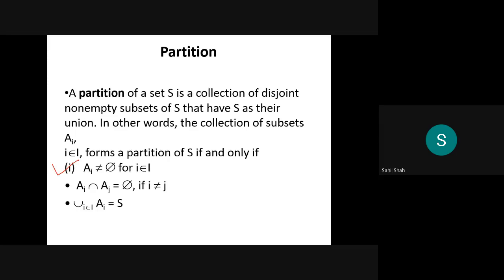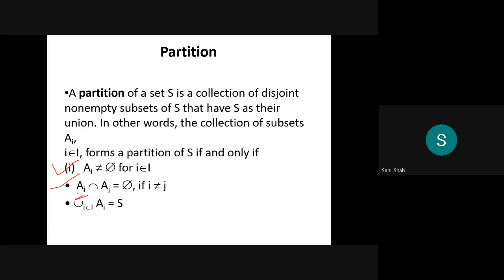If I take the intersection of any two partitions, that intersection should be empty, meaning they should not share any element. A_i intersection A_j will always be phi, wherein i is not equal to j. And if you take the union of all those partitions, it will result in the original set S. I hope I am clear. This will be more clear once we take a couple of examples based on this partition.